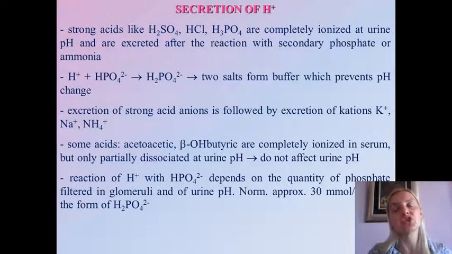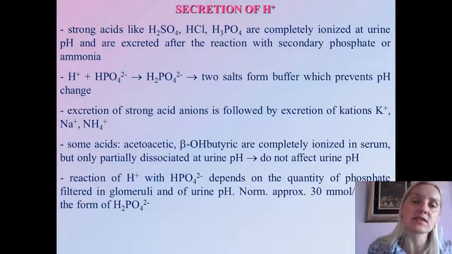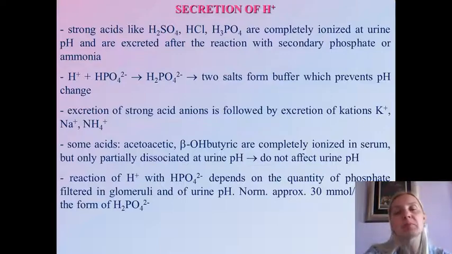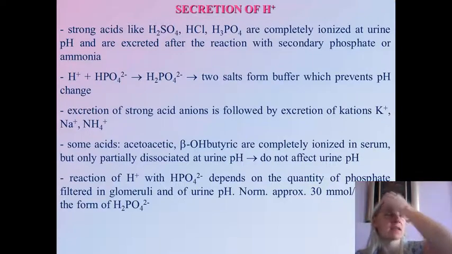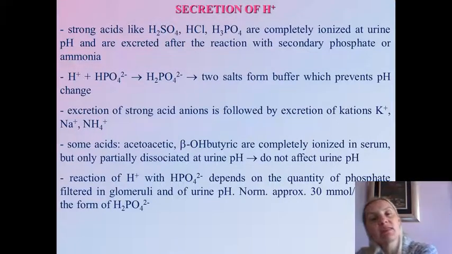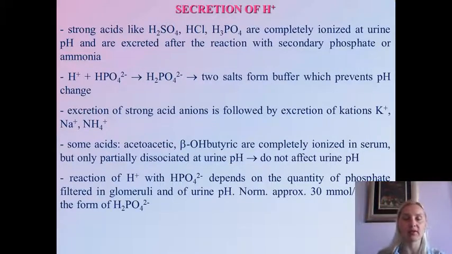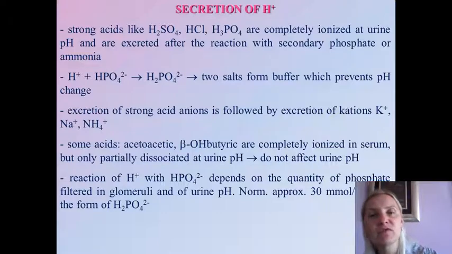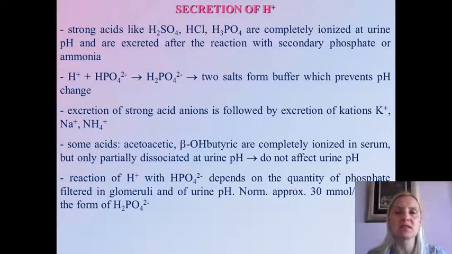What about the secretion of hydrogen ions by non-volatile acids like sulfuric, hydrochloric acid, phosphoric acid? They are completely ionized, as you know, as strong acids at urine pH. And they are excreted after the buffering activity with phosphate buffer, if you remember, or with ammonia, as I've previously mentioned. This excretion of non-volatile acids is followed by excretion of cations of potassium, sodium, and ammonium. Some other acids, like acetoacetic acid or beta-hydroxybutyric acid, are completely ionized in serum, if you remember the lipid metabolism when we discussed ketone bodies. But at the pH of urine, they are only partially dissociated. Most of the quantity is in unionized form, so they do not affect the pH of the urine.